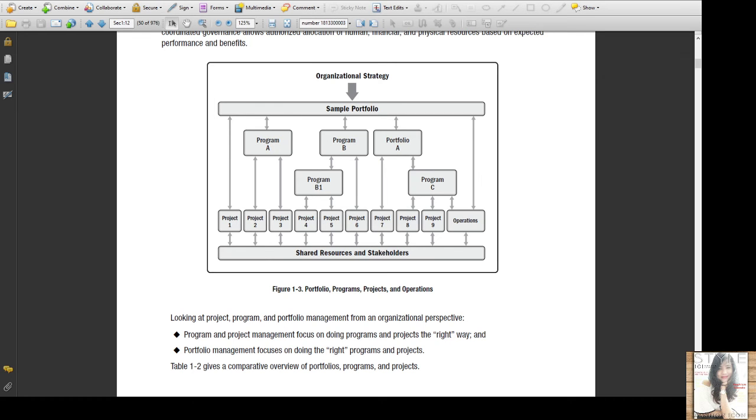The portfolio components are grouped together in order to facilitate effective governance. Planning impacts the components by means of prioritization based on risk, funding, and other considerations. The portfolio view allows organizations to see how the strategic goals are reflected in the portfolio. This portfolio view also enables the implementation and coordination of the portfolio and programs. So those are sharing. So it's shared resources and stakeholders.